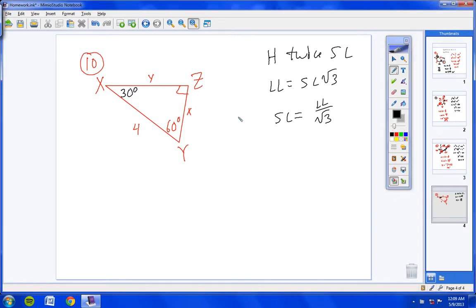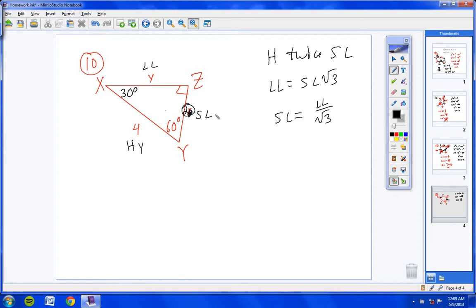So now using these shortcuts, we're actually getting pretty well. See, this is the bigger angle, so this is going to be my longer leg. This is the smaller angle. This is my shorter leg. And this is my hypotenuse. We're good to go. Look at this. The hypotenuse is twice the shorter leg. So if the hypotenuse is 4, then the shorter leg has to be 2. So I just found that side.